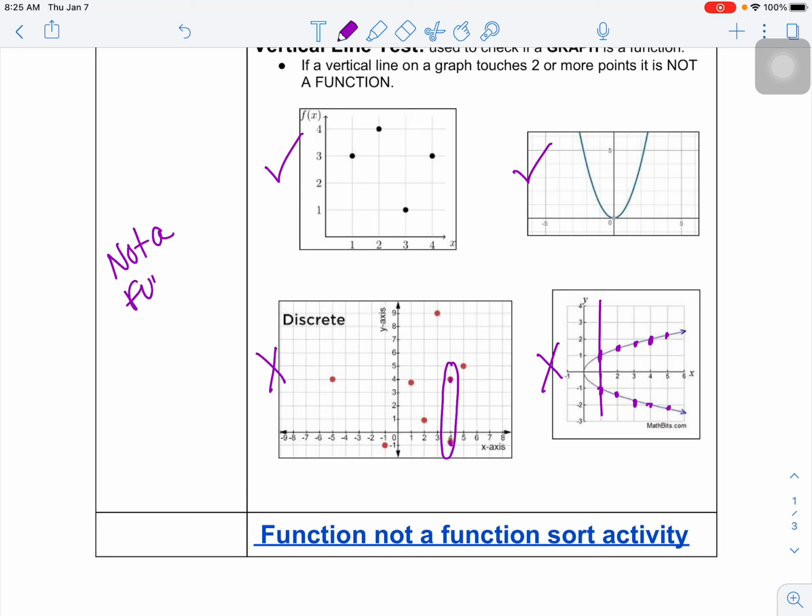So it is not a function if points are stacked on top of each other.